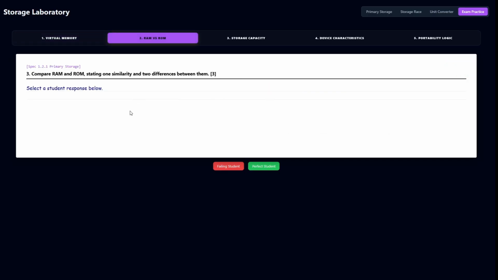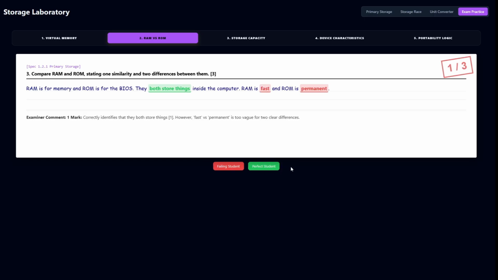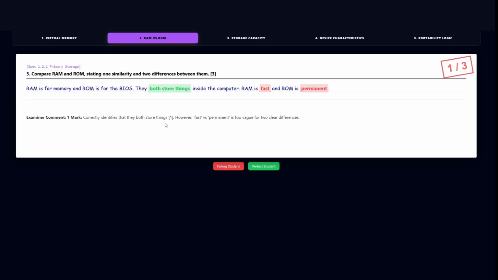Let's look at another question. Compare RAM and ROM. State one similarity or one difference between them. RAM is for memory, and ROM is for the BIOS. They both store things. A bit vague, but 1 mark achieved for that. Inside the computer, RAM is fast, ROM is permanent. Correctly identifies that both store things. However, fast versus permanent is too vague for two clear differences. Too vague. This is what a lot of students write a lot.